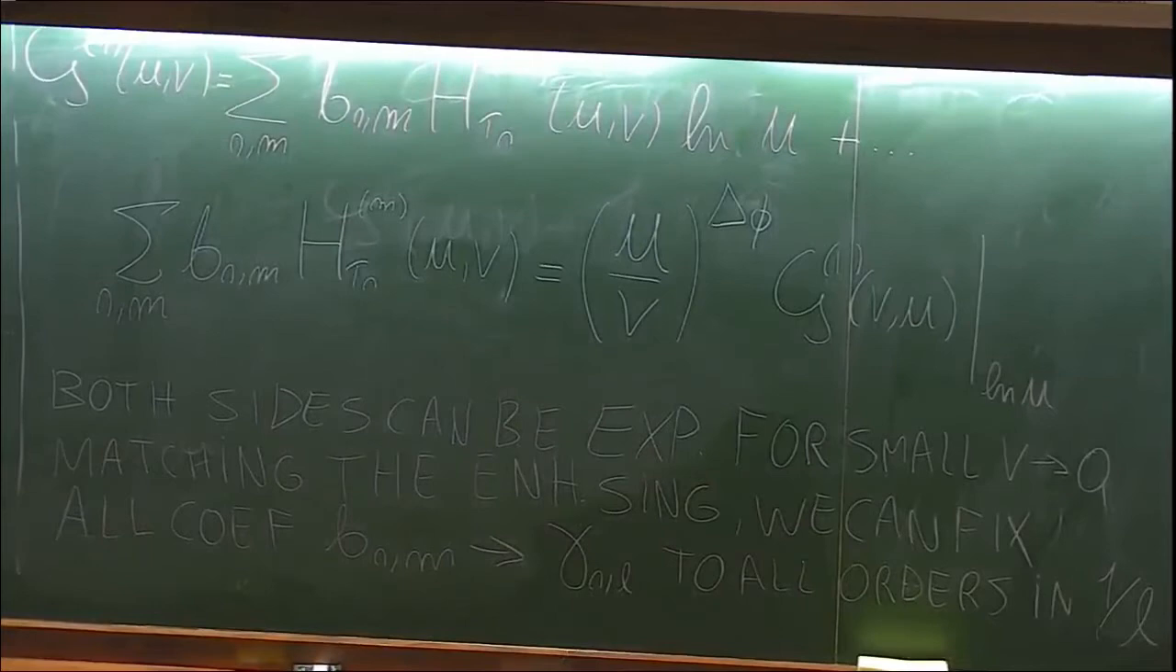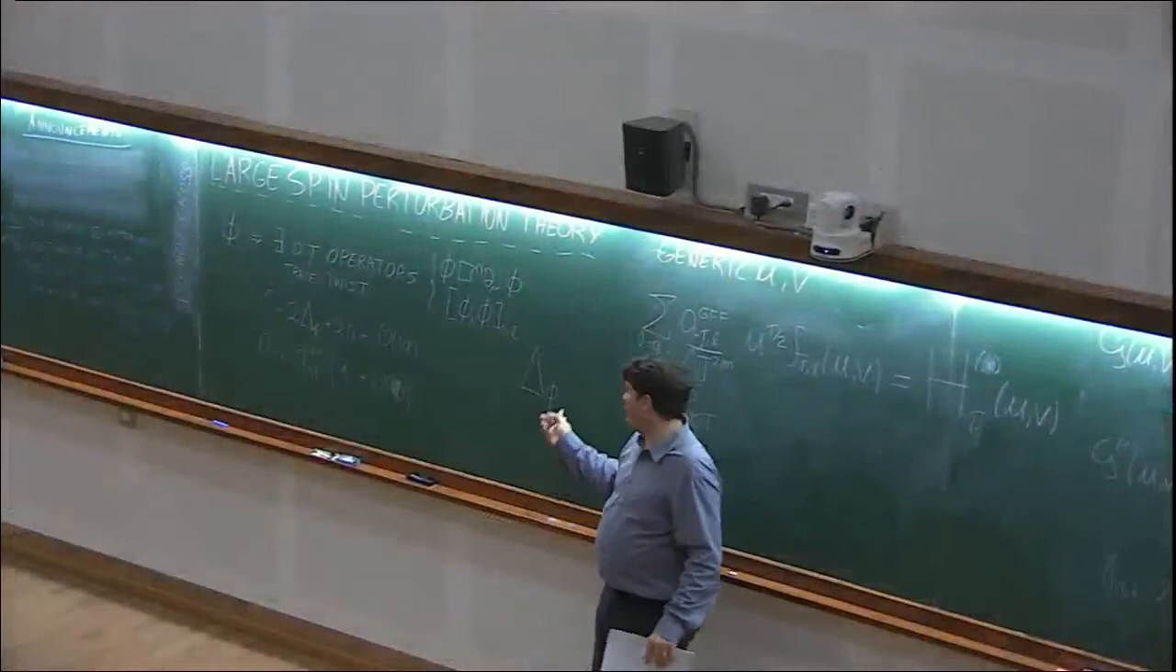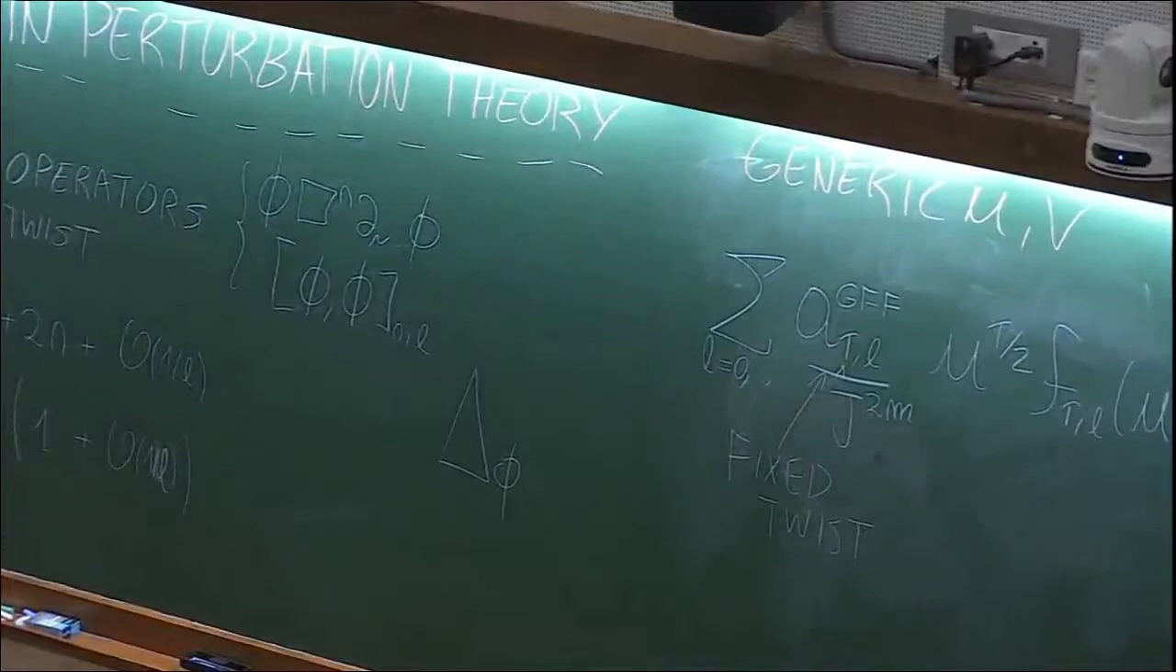Sure. So the crossing equation is satisfied at every order. The small assumption I made, just to make things less cumbersome, was that this delta phi does not depend on n. Of course, if you say delta phi is 2 plus 1 over n squared, then you would have to take that into account. But if delta phi is fixed, it's just 2, 3, 4, whatever, it's a number, then this is correct. Yes, you're right, I assume that this doesn't depend on n.